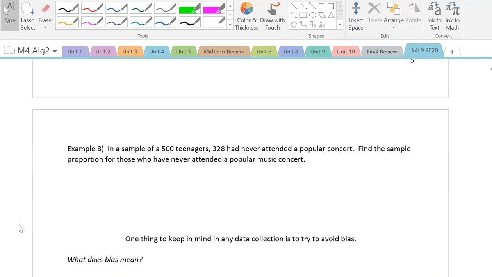So, in a sample of 500 teenagers, 328 had never attended a popular concert. Apparently, they have attended unpopular concerts now. Find the sample proportion for those who have never attended a popular music concert. So, 328 people haven't been to a T Swift concert, over 500. Then I can simplify this, and I can write it like 82 over 125 for a simplified fraction. I could write a decimal. I know, I said it.